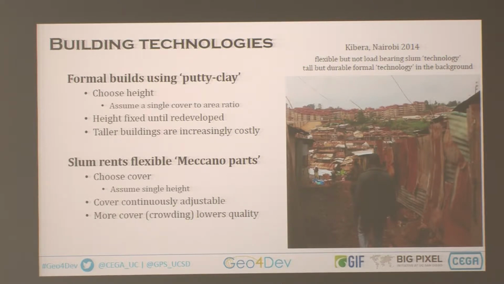The second technology that the developer can choose to use is this slum-style technology, which we think of as flexible pieces that continuously can be readjusted and added. So in the model, what the developer does is he chooses an amount of cover, but cannot build tall with this kind of technology. This cover is continuously adjustable over time. That's this flexibility. And the more cover you add, the more there are disamenities to crowding in slum housing. So the final thing here that we add is this idea of formalization costs. So it's costly for the very first time that the developer wants to build using the formal sector use.